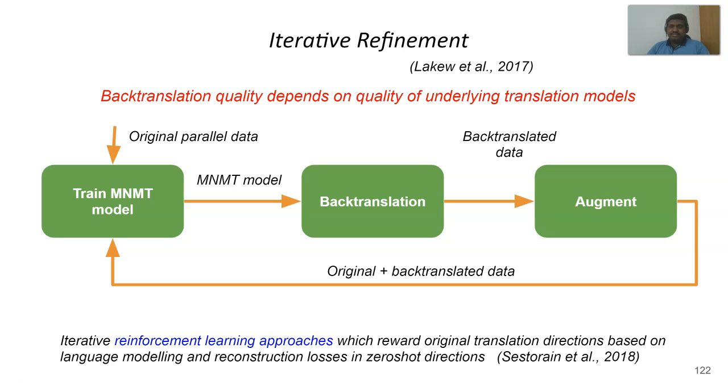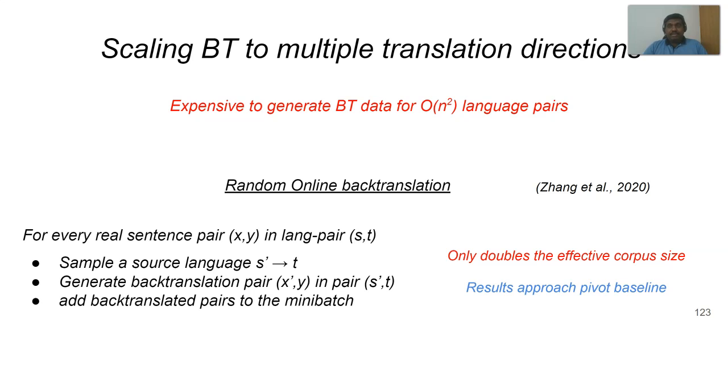A different take on the same basic idea are methods which use iterative reinforcement learning approaches, where the basic training is still done in the original translation directions, but then there are reward functions which are dependent on performance in the zero-shot directions, which is measured using reconstruction losses and language modeling. But the problem with back translation is that if there are many languages involved, if you have a 50 cross 50 language multilingual model, you would have to generate a lot of back translation data in 50 square language pairs to be able to address all the zero-shot directions.